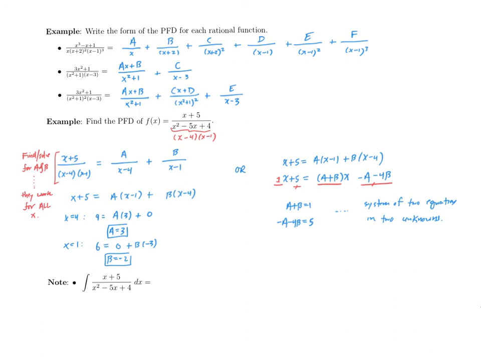We've been asked to find the partial fraction decomposition. It's really important to summarize our solution. So we have x plus 5 over x minus 4, x minus 1 is equal to A over x minus 4 plus B over x minus 1.